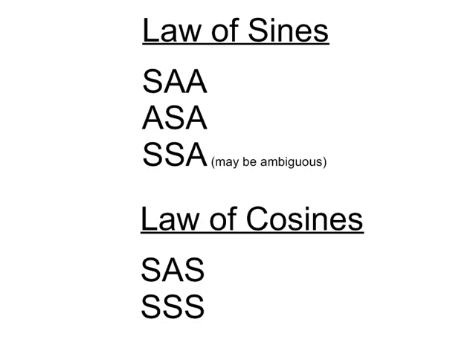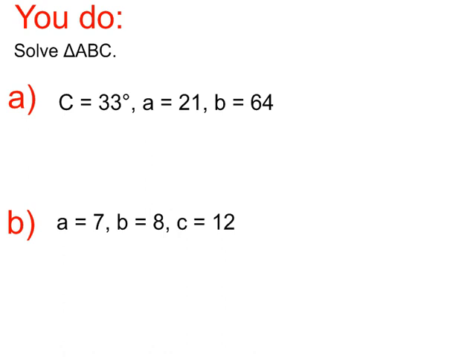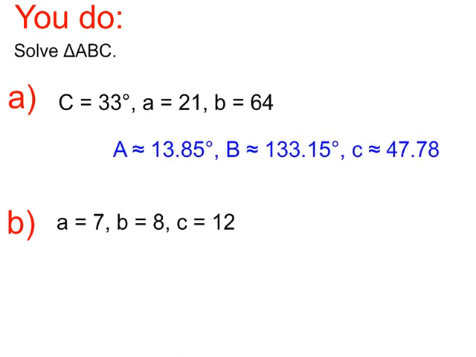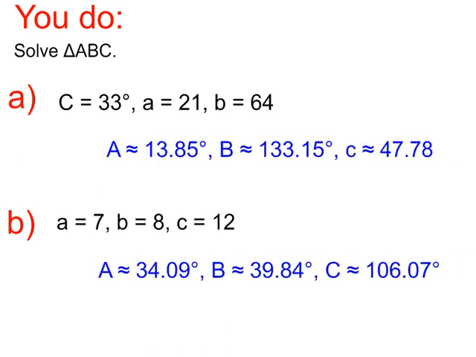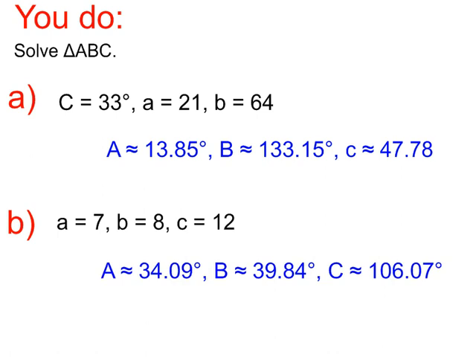To summarize, the law of sines uses these three cases that you see here, whereas the law of cosines uses SAS and SSS. Let's have you try now. Pause the video, please, at this time. All right, I'm trusting you've done your work, and here are the solutions you should have gotten. And as always, if anything did not go right, please come on by and let's clear it up.